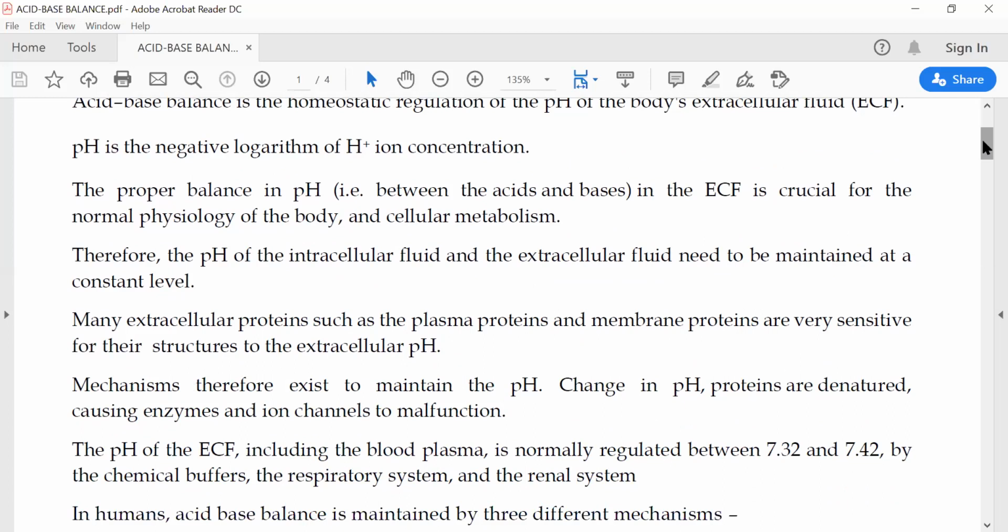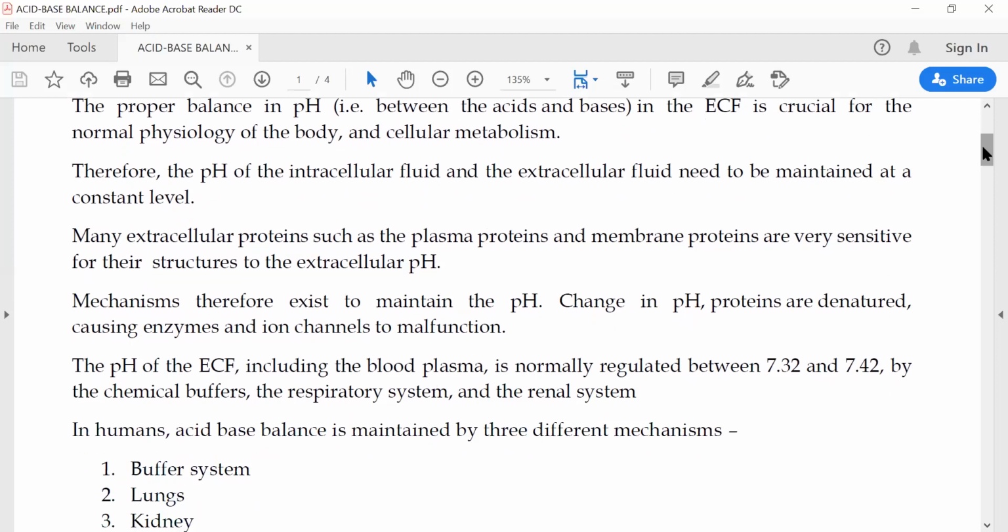Now, the functions of these proteins depend upon their three-dimensional structures, which are again dependent upon the pH of the body. If the pH of the body keeps on changing, say suppose the pH has become more acidic or more basic, then it is directly going to affect the structure of these proteins, which means it is going to break the structure, and as a result these proteins will become non-functional, which means it is directly going to affect the physiological and metabolic activities of our body. So it becomes very crucial that our body maintains the pH of the extracellular fluid, otherwise it is going to affect our physiological and metabolic activities.